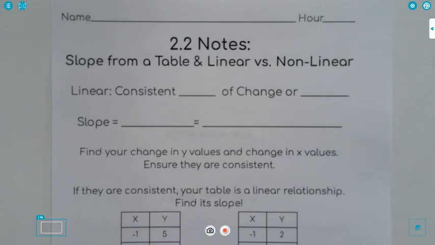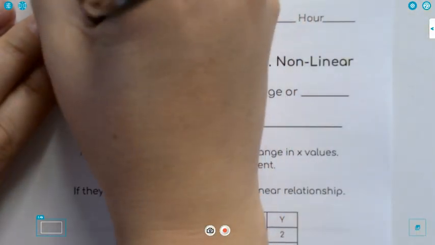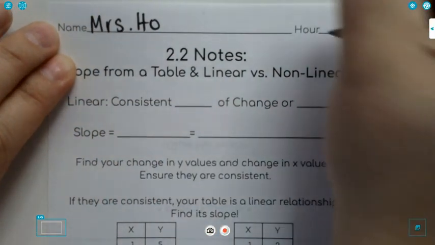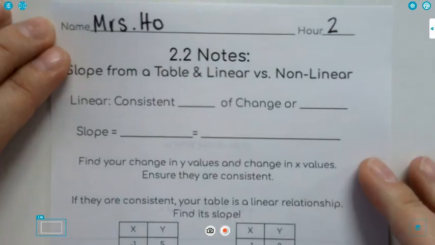As a general rule, I think most notes in Unit 2 have a front and back because the graphs and the tables take up so much space that I'm not able to put enough examples on just a front. So, Mrs. Ho, this is second hour.